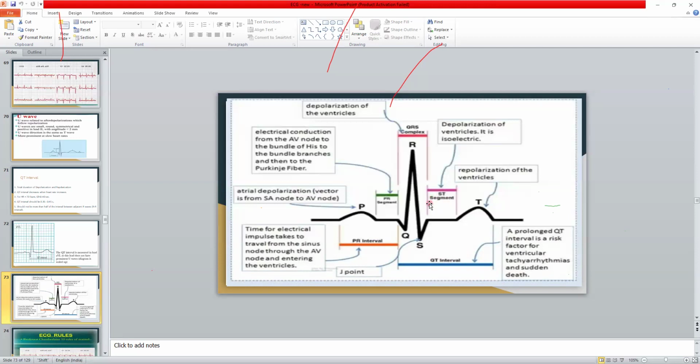ST segment is always isoelectric and it is in the same line as the PR interval. See, here the ST segment is in the same line as the PR segment. ST segment denotes the plateau phase of repolarization, whereas the T wave represents the repolarization of both the ventricles, right and left ventricle.